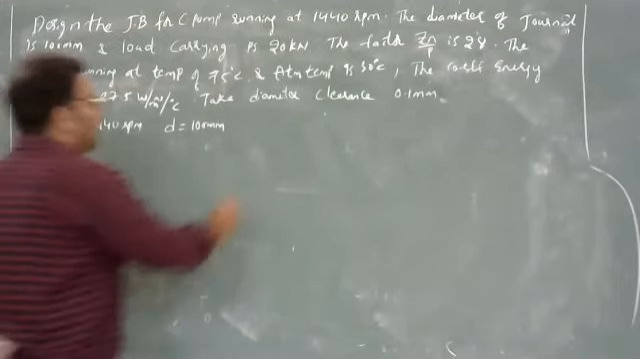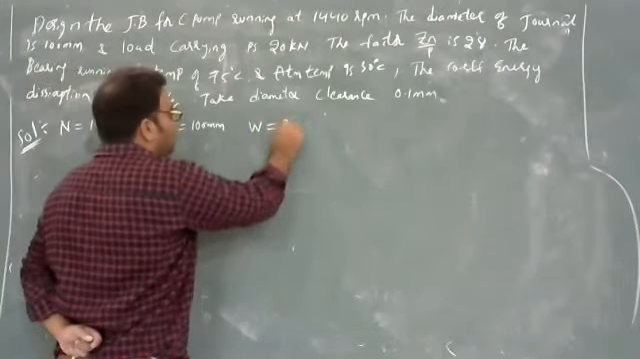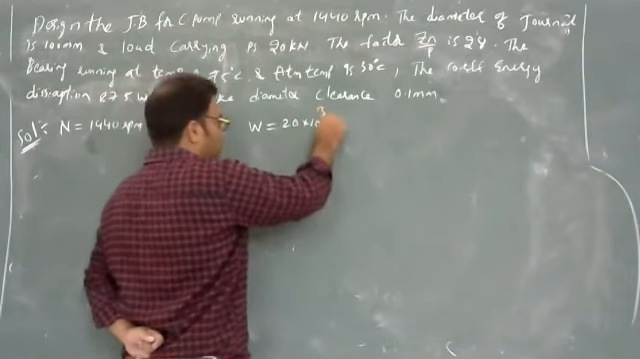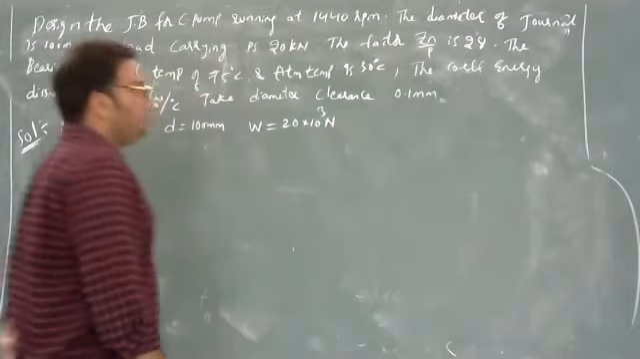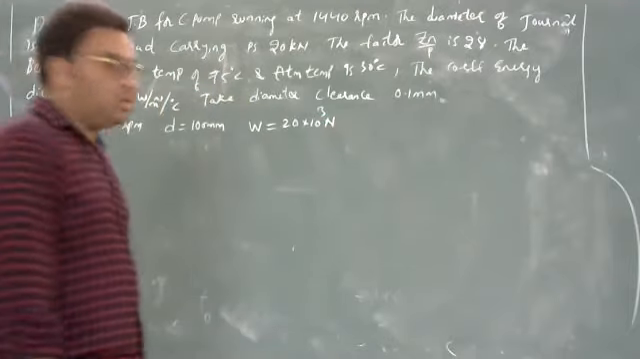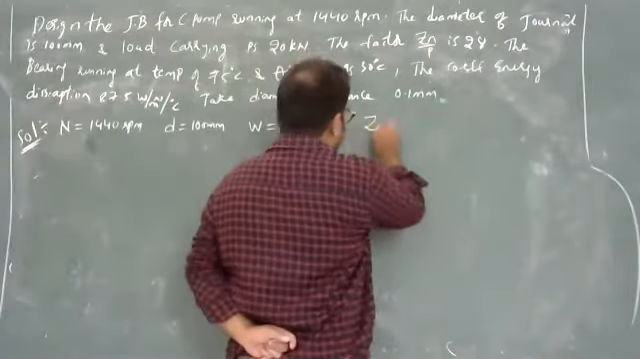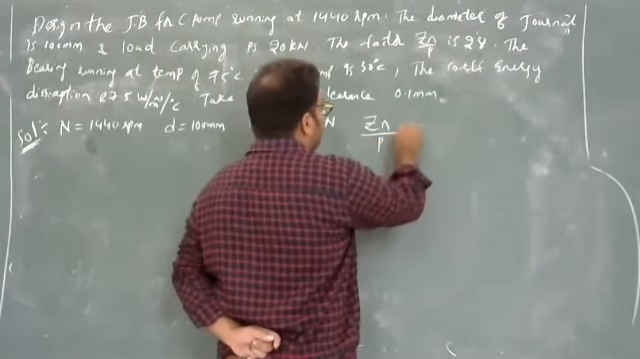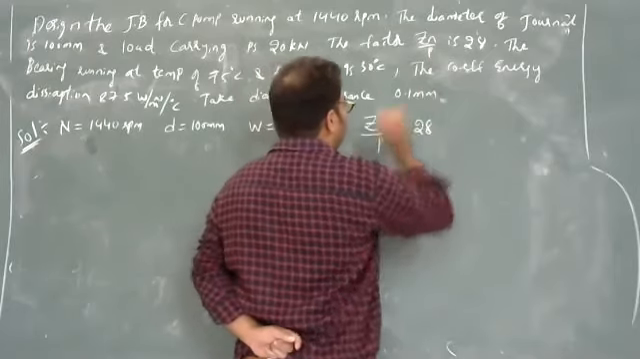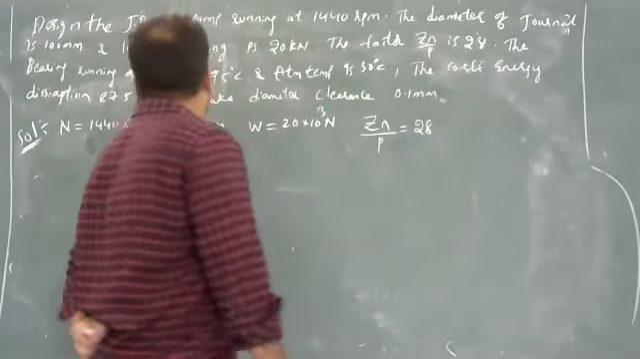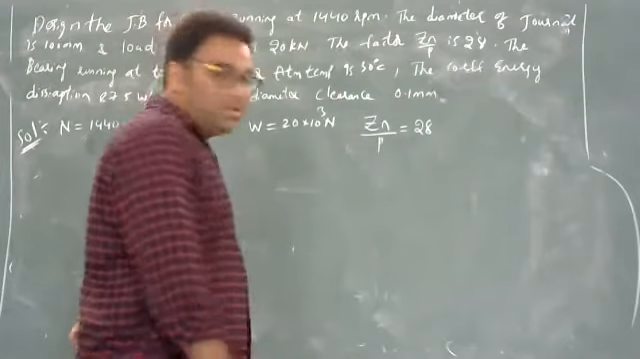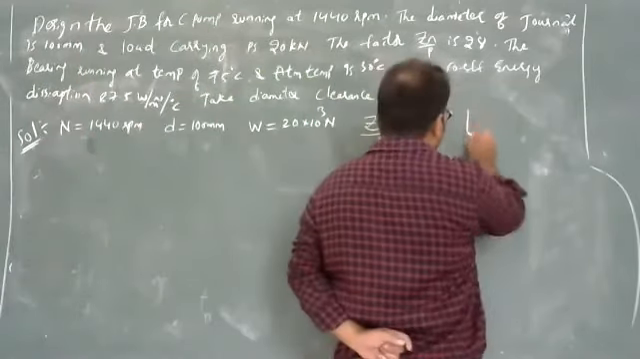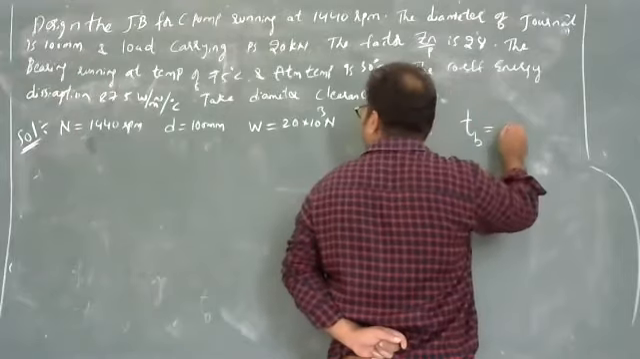And load is also mentioned. W is 20 kilonewtons, 20 into 10 power 3 Newton. And the ZN by P value is also given in this problem directly. So there is no viscosity or bearing pressure needed, all will be considered. And next, the bearing temperature is denoted by TB.